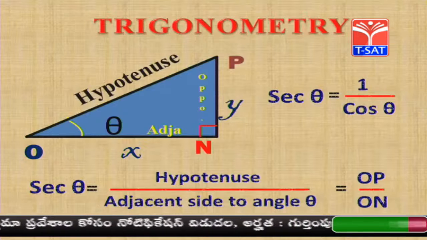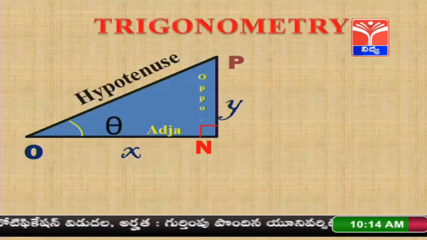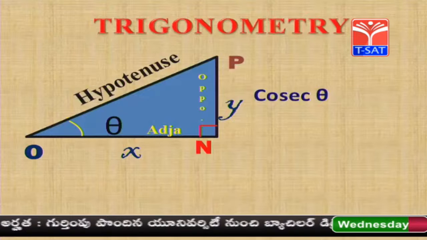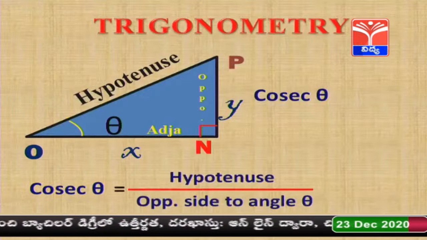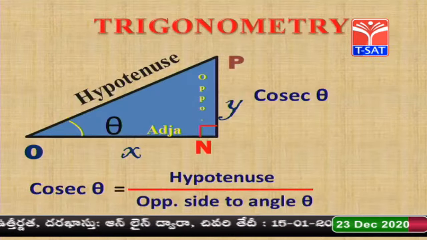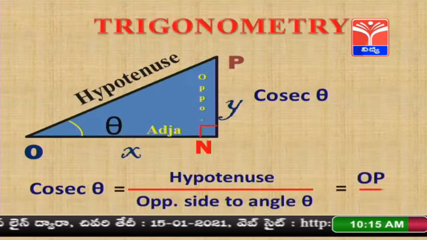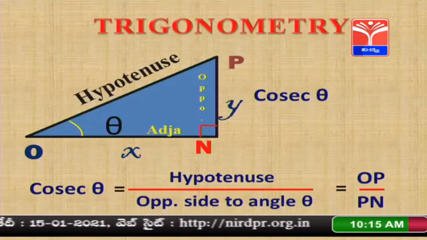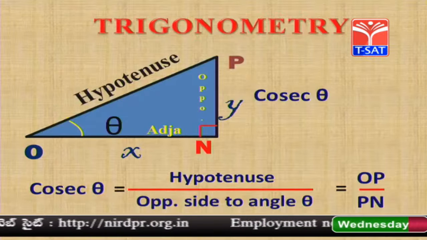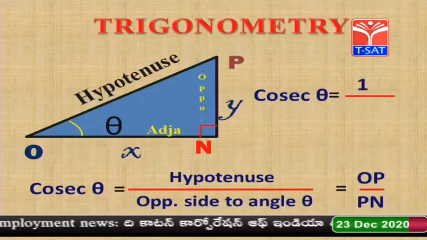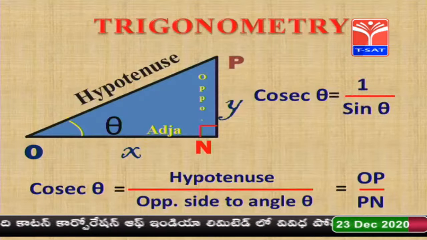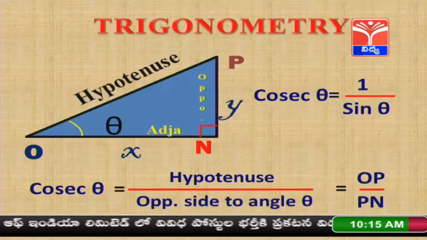Now, we will go on to the another one, that is cosec theta. Cosec theta is equal to hypotenuse by the opposite side to the angle theta, that means it is OP by PN. You are able to see this is a reciprocal of sin theta, that means cosec theta can be written as 1 by sin theta, is it right?